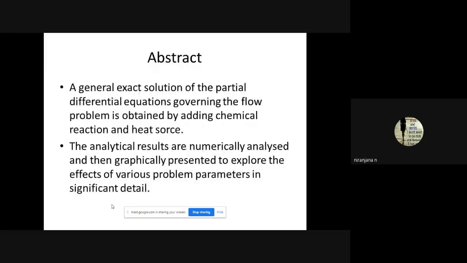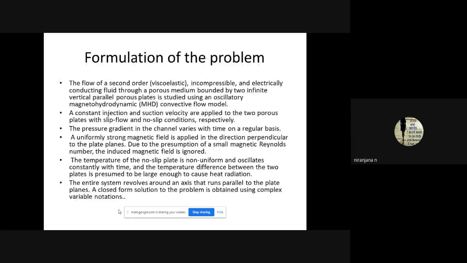So, a general exact solution of the partial differential equations governing the flow problem is obtained by adding the chemical reaction and heat source. The analytical results are numerically analyzed and then graphically presented to explore the effects of various parameters and the significant details. And then here I can show the formulation of my problem.